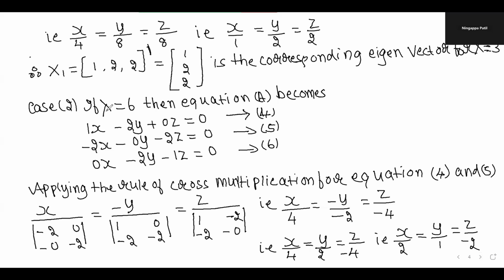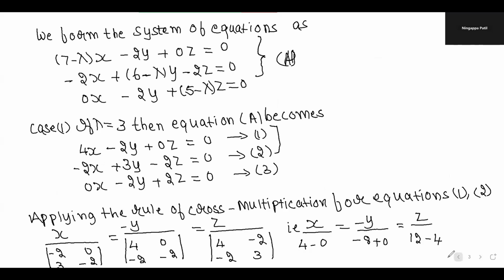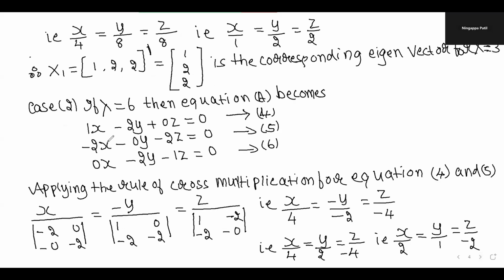Similarly, case number 2. Put lambda equal to 6. Then equation A becomes, look here. Put lambda equal to 6 in this equation: 7 minus 6 gives 1, so x minus 2y plus 0z. Then 6 minus 6 means 0, so minus 2x plus 0y minus 2z equal to 0. And 0x minus 2y, and 5 minus 6 gives minus z. You have to write, look here: x minus 2y plus 0z equal to 0; minus 2x plus 0y minus 2z equal to 0; and 0x minus 2y minus 1z equal to 0.